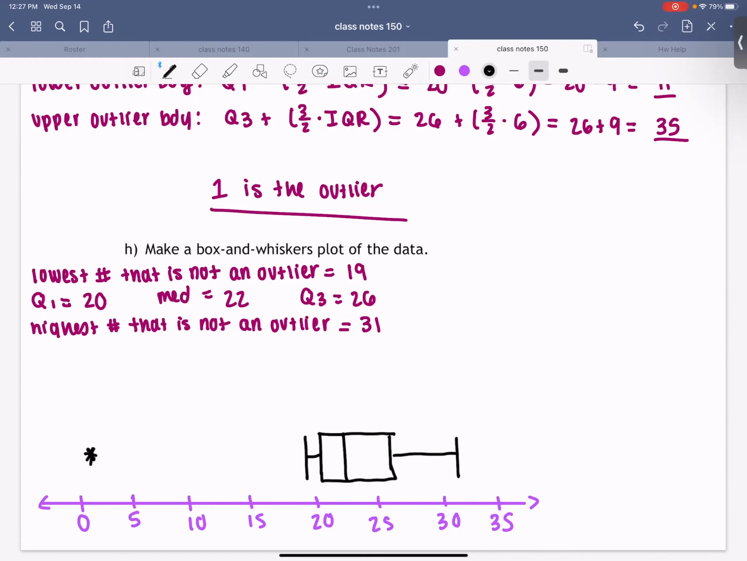The whiskers represent the highest and lowest numbers that aren't outliers. And then we have the Q1 through Q3. Any questions on that?